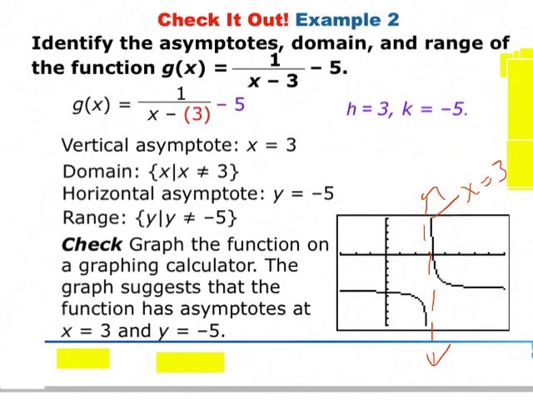My horizontal asymptote is going to be at y equals -5, so it's going to be right along in here. And let's label that, y equals -5. And that's what our graph looks like.